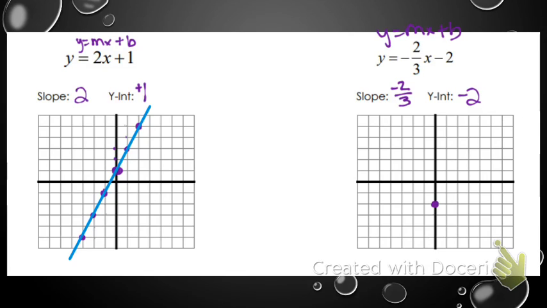So down 1, 2, over 1, 2, 3. Down 1, 2, over 1, 2, 3. And again, I can continue my pattern in the other direction. So I can go up 2, and then over 1, 2, 3. And again, up 2 and over 1, 2, 3.